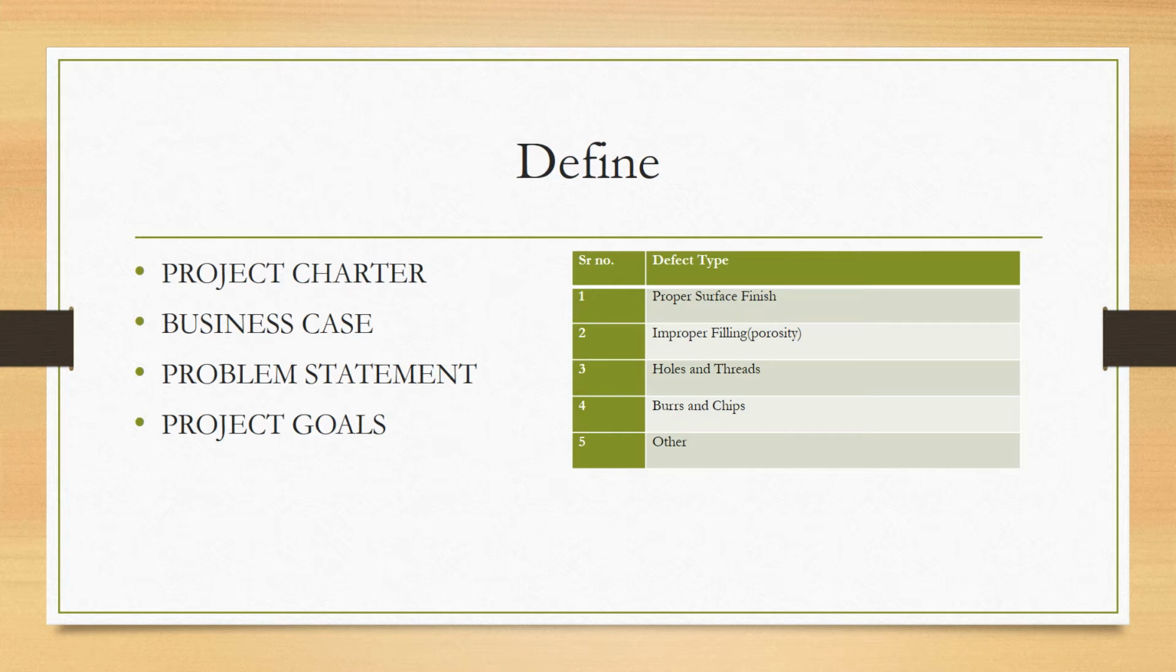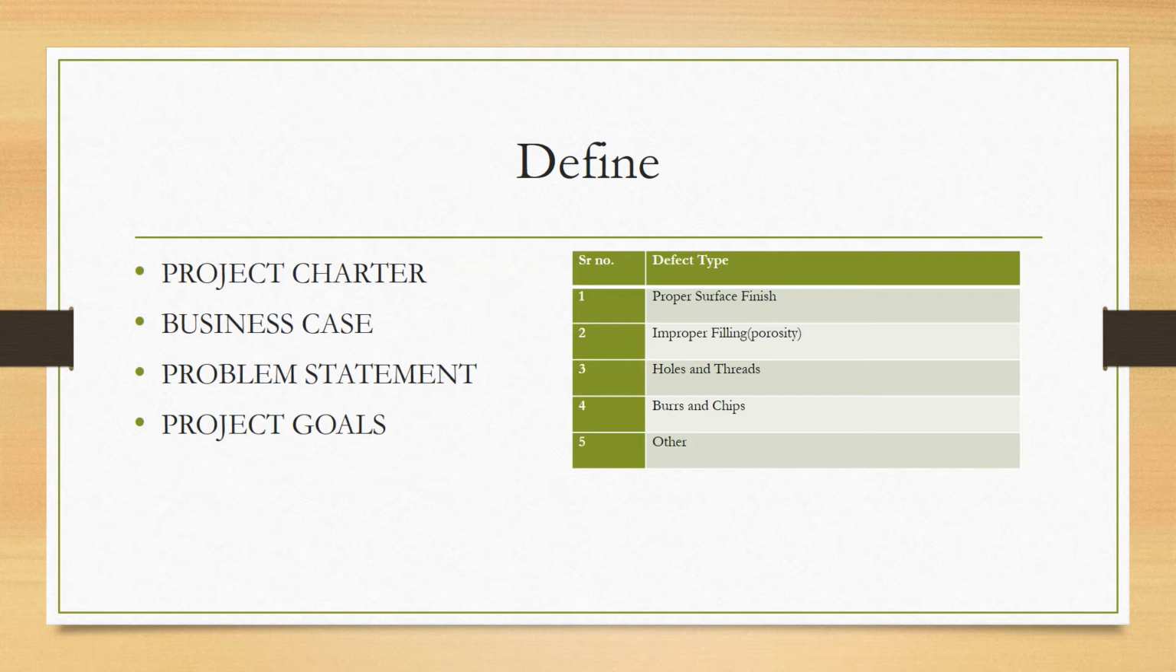To understand the major defects, the below table shows the types of defects occurring during one shift, which has a production capacity of 600 parts, from which 570 good parts were produced and a total of 75 parts were defective. Here are the types of defects. First one is improper surface finish. Second one is improper filling, which is porosity. Third one is holes and threads. Fourth one is burrs and chips, and the fifth one is a few other problems.